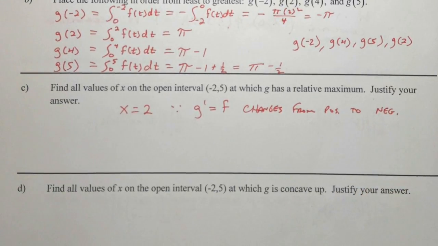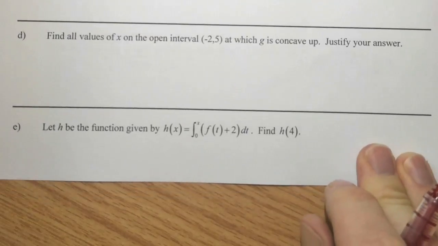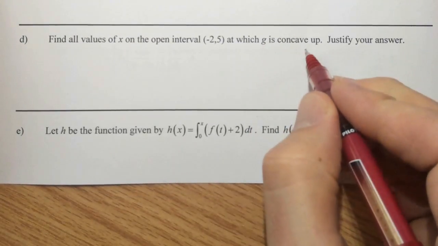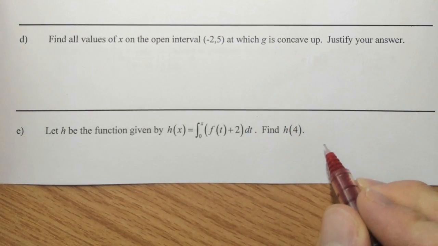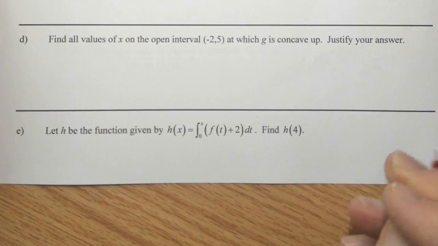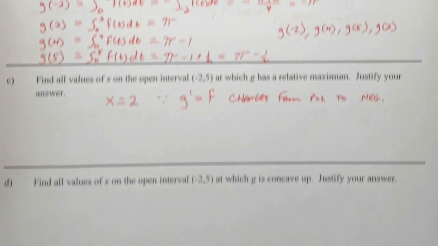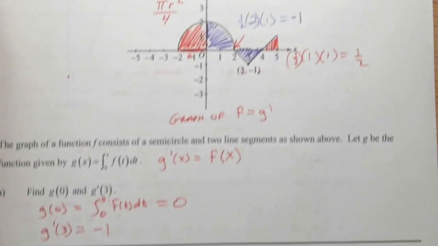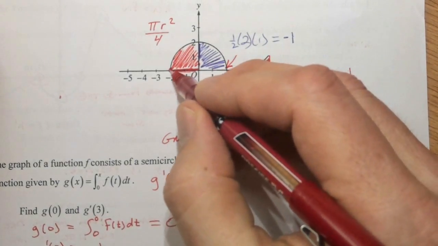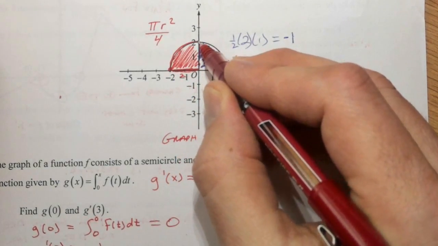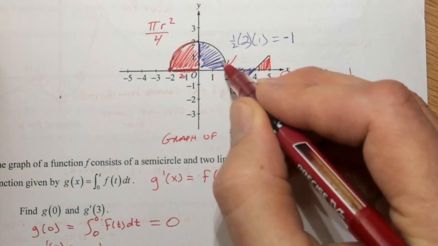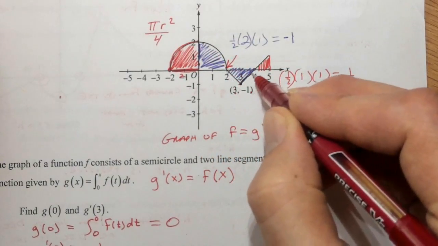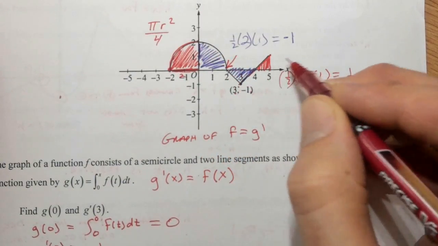Part D, we want to know when g is concave up. A function is concave up when its derivative is increasing. So we need to go back to our picture and determine when that function is increasing. Here's our picture. We can see the function is increasing at the beginning until it reaches x equals 0. Then the function decreases for a while, and then the function increases again at the end from 3 to 5.